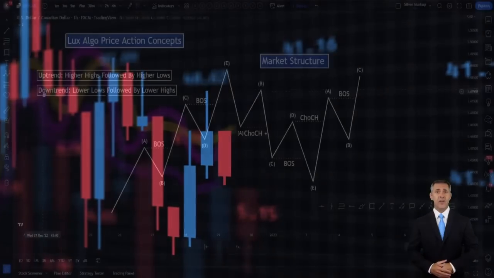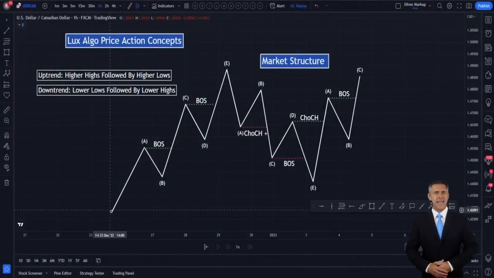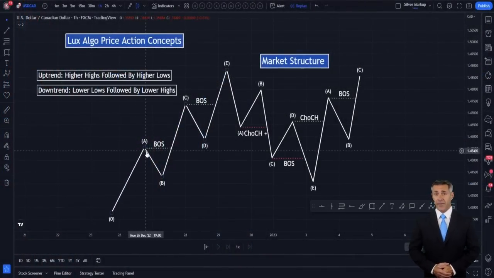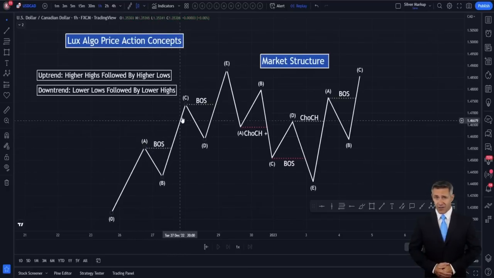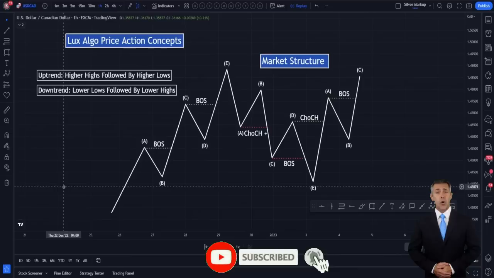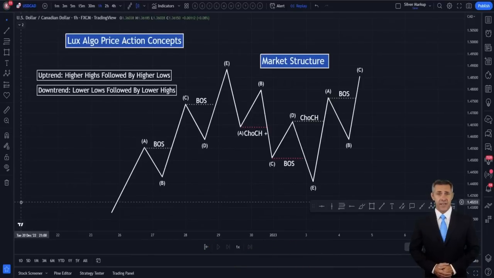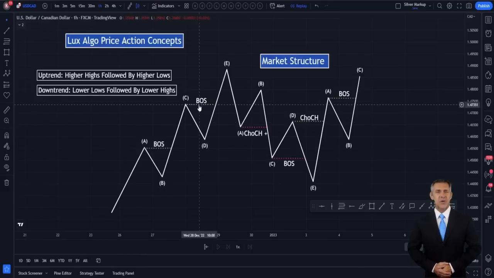So in an uptrend, you're going to have higher highs followed by higher lows. So this would be an example of an uptrend where you have a high followed by a higher low, and then a higher high followed by a higher low. And as long as that continues to be the case, you're still within an uptrend, and you have the market generally going up. The downtrend example is lower lows followed by lower highs.